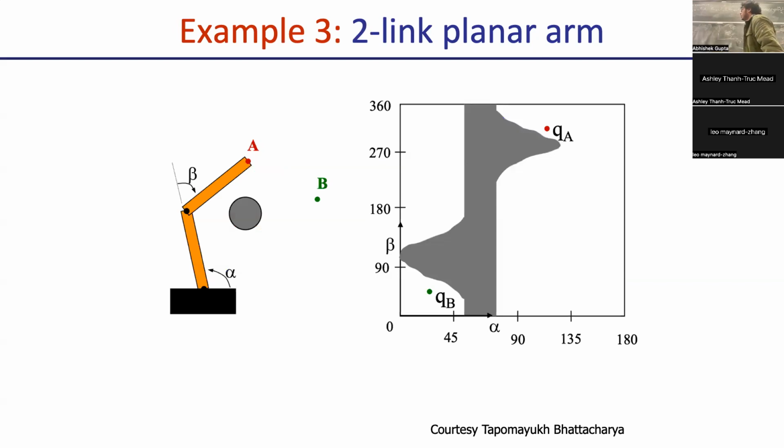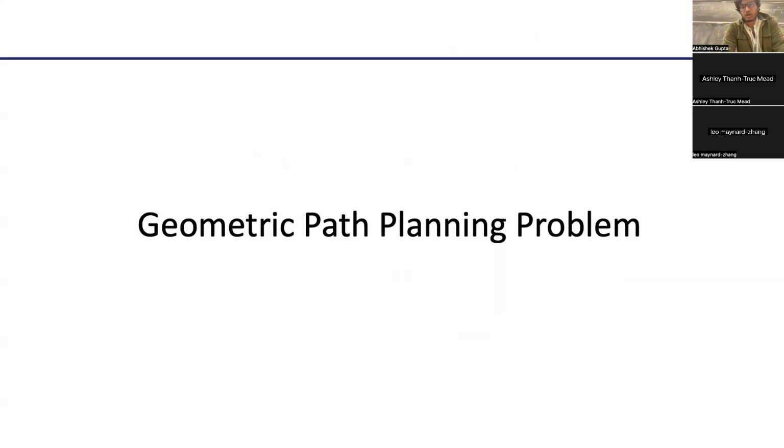Even with a two-link arm with one really simple obstacle, it looks kind of like that. And some points are not even reachable through the obstacle space. So that's an intuition for what makes the problem hard.